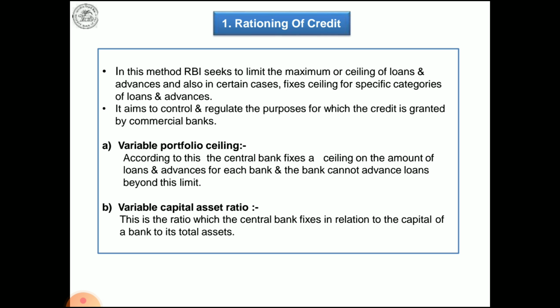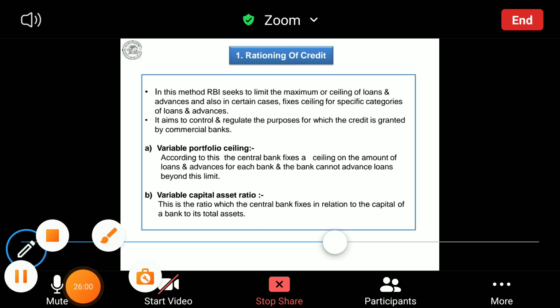Now here what they are doing is that if they give more and more loans, the total assets of the bank will increase, and it will be more than the capital of the bank, right? So to control that particular credit, they will tell that the total assets has to match the capital of the bank, or the capital requirement. So such a variable capital assets ratio will also be calculated by the bank, and that is called rationing of credit. So any doubts in this?